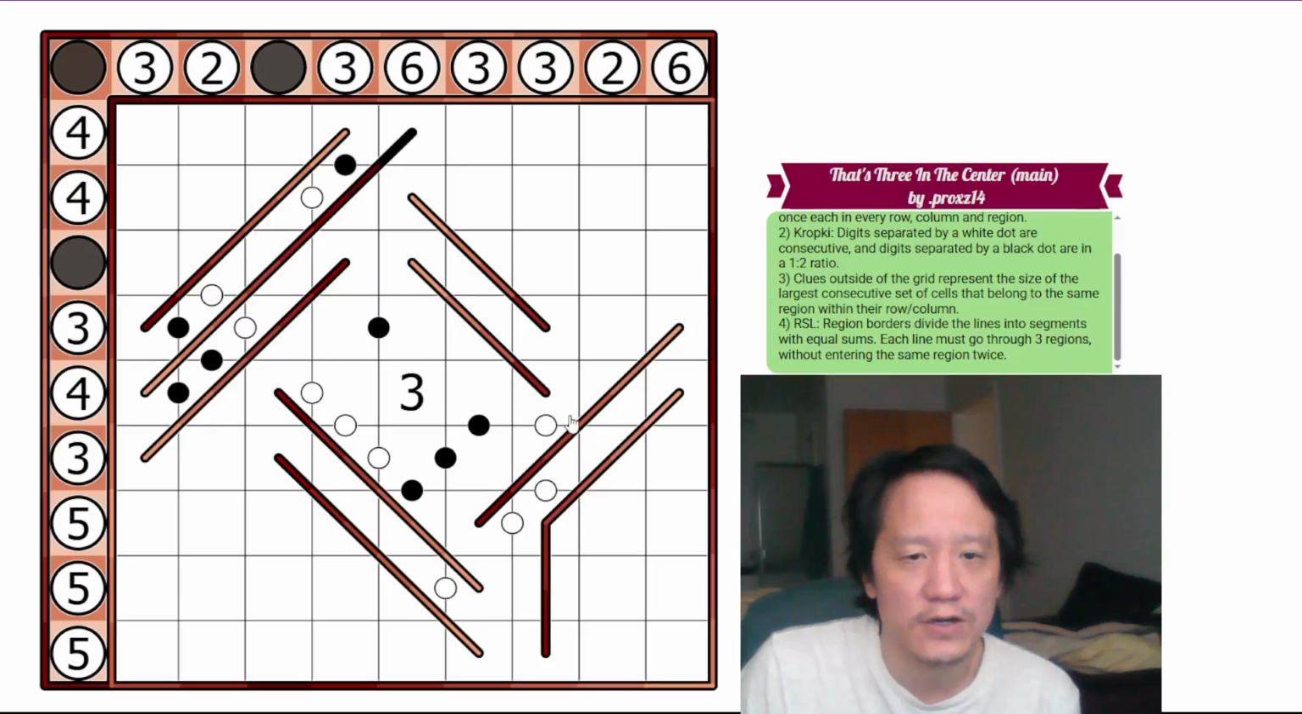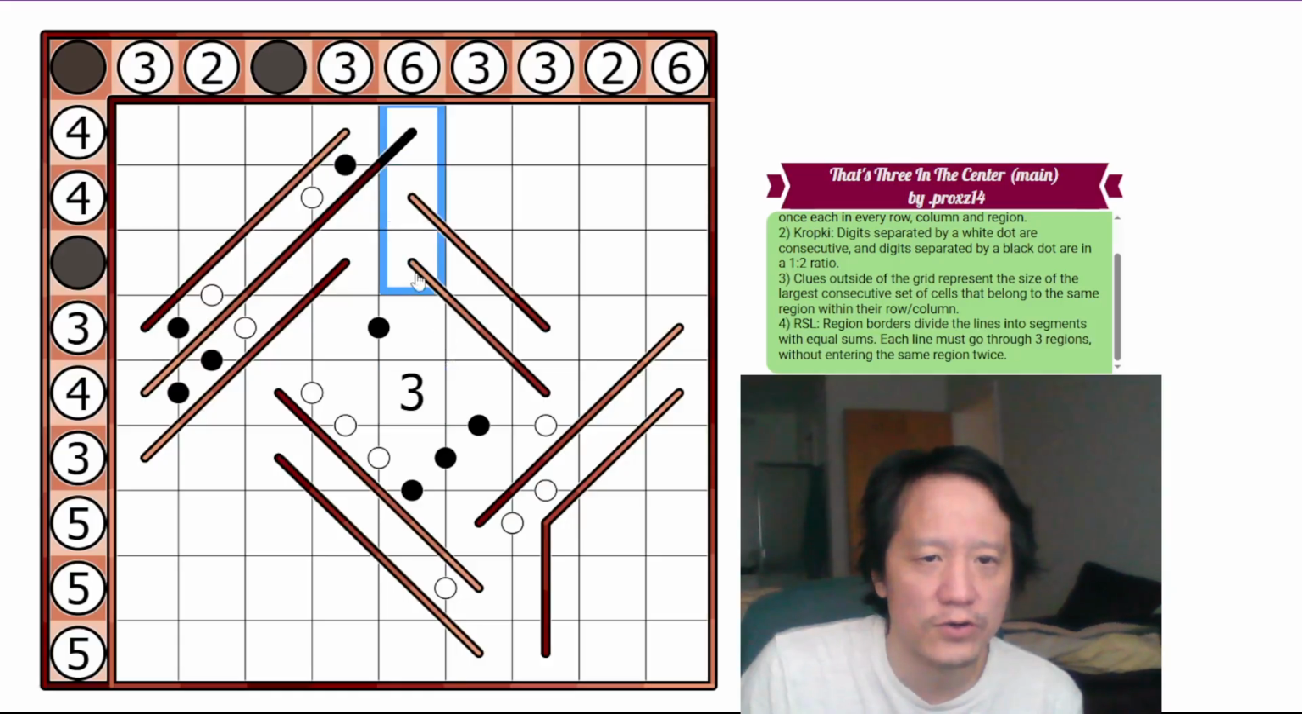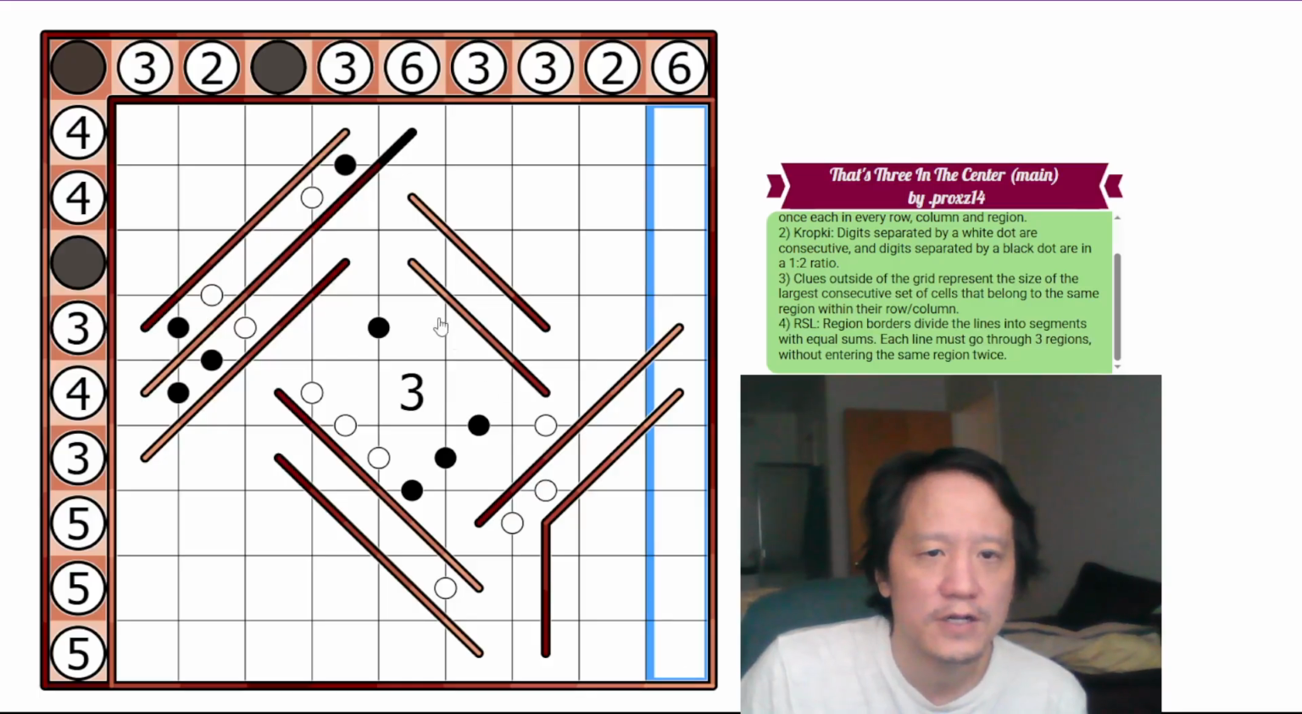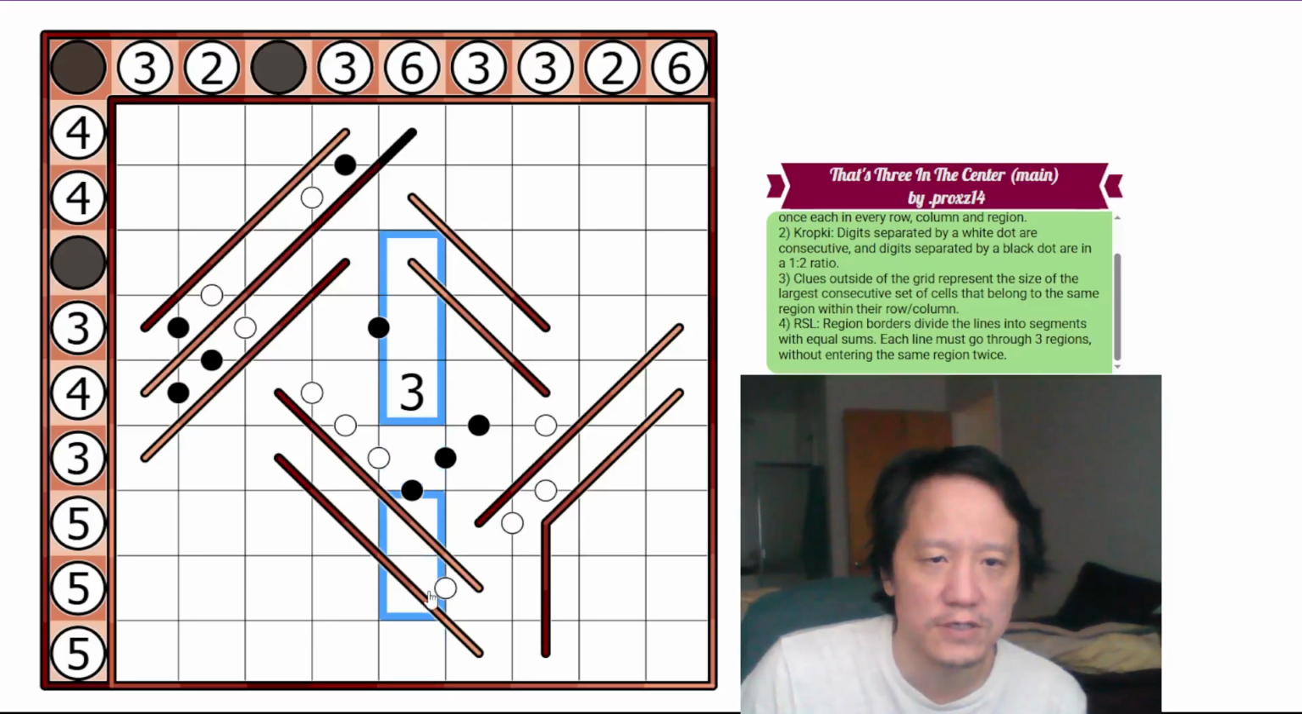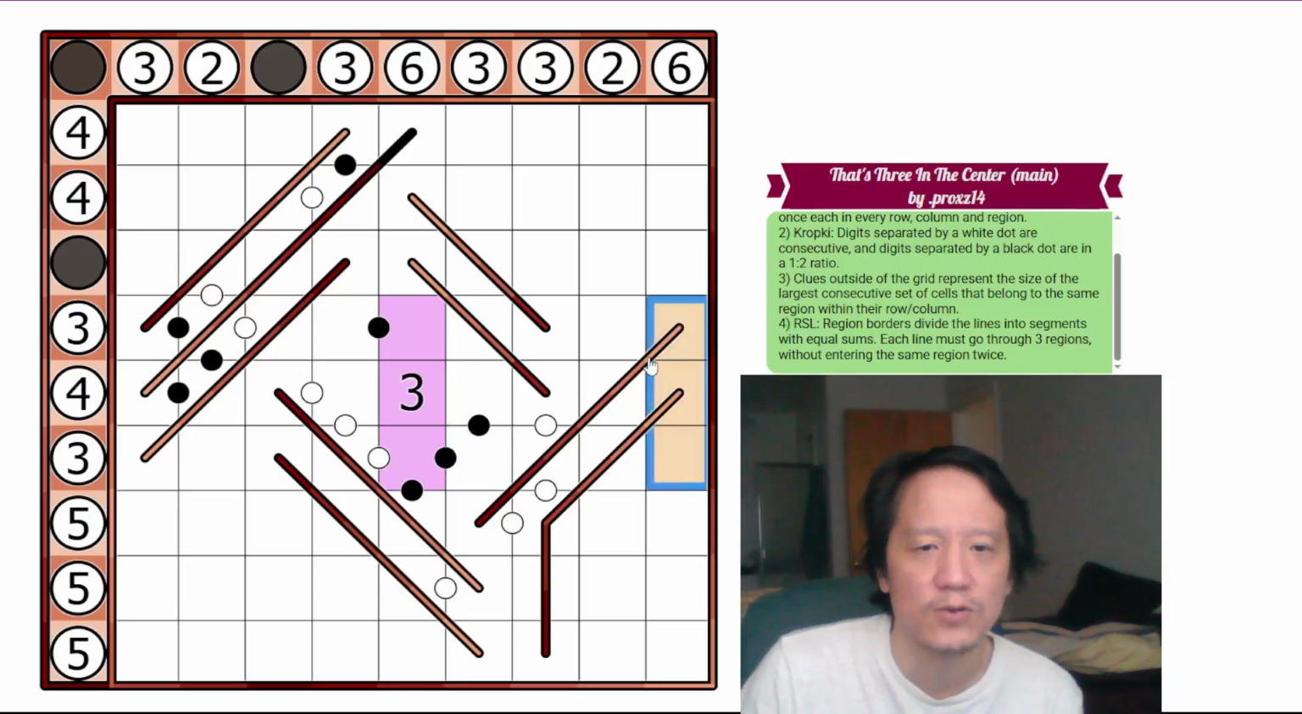Let's go. Okay. So, we know in columns 5 and 9, the largest consecutive set of cells that belong to the same region is 6. Therefore, we are guaranteed this has to be at least 3, because it's either 6 here, 6 here, 6 here, or 6 here. So these 3 are guaranteed to be in the same region. And these 3 are guaranteed to be in the same region for the same reasoning.